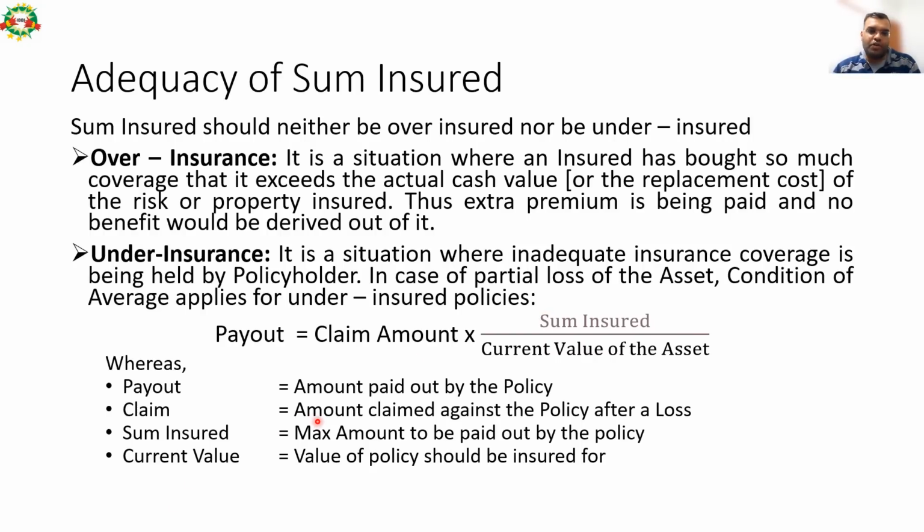So here, payout is the amount paid out by the policy. Claim is the amount claimed against the policy after a loss. Sum insured is the maximum amount to be paid by the policy, and current value is the value the asset should be insured for.